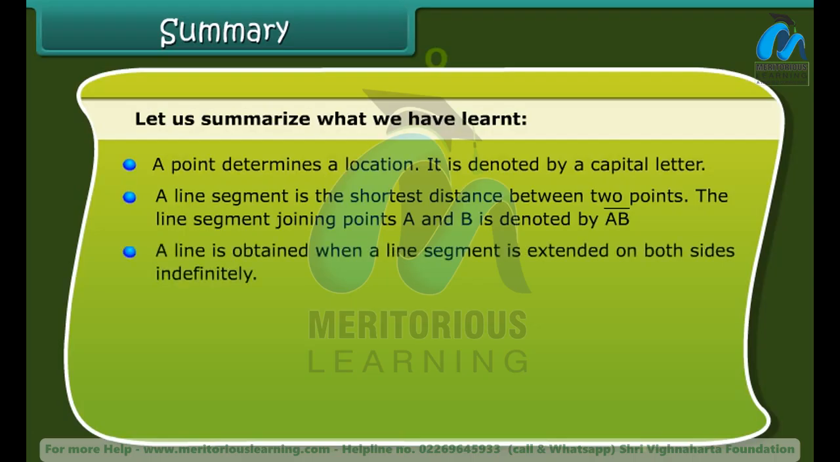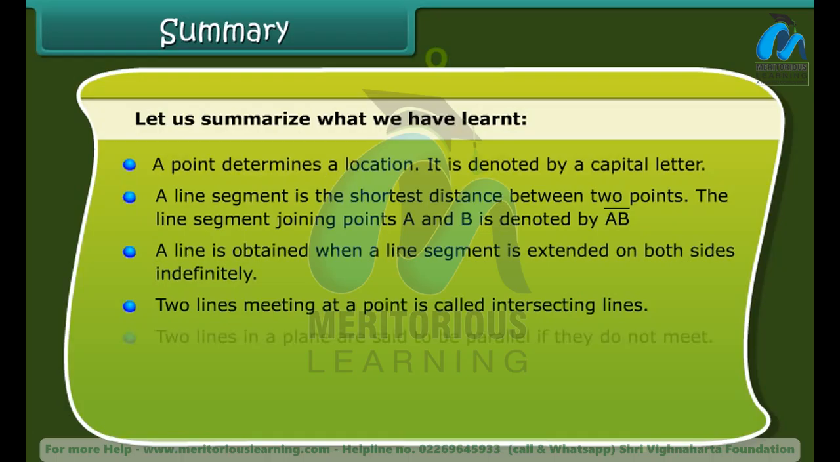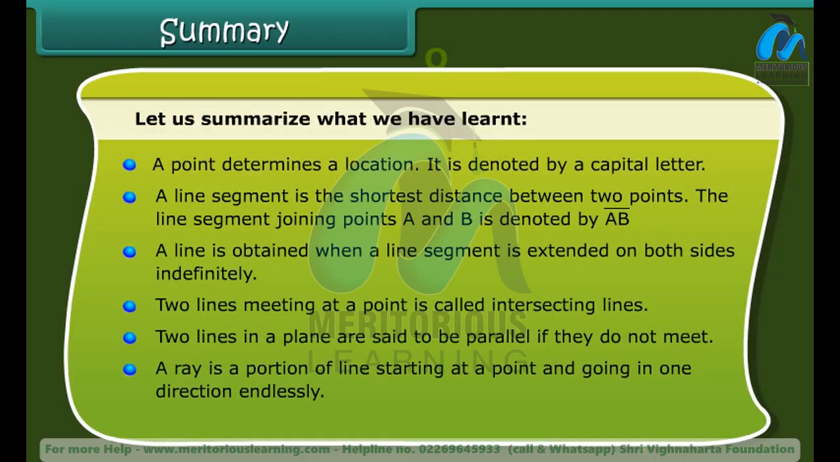A line is obtained when a line segment is extended on both sides indefinitely. Two lines meeting at a point are called intersecting lines. Two lines in a plane are said to be parallel if they do not meet. A ray is a portion of a line starting at a point and going in one direction endlessly.